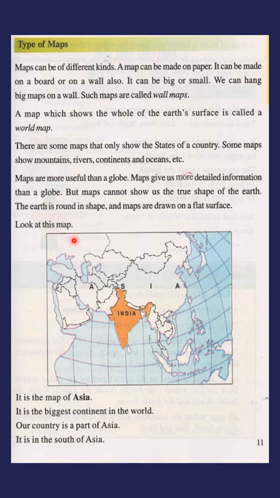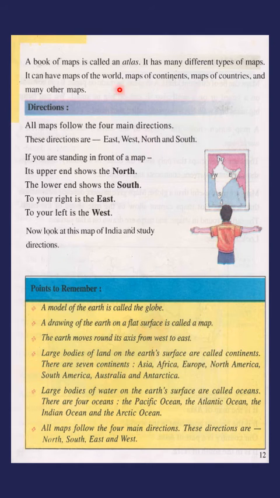Look at this map. It is the map of Asia. It is the biggest continent in the world. Our country is a part of Asia. It is in the south of Asia. A book of maps is called an atlas. It has many different types of maps. It can have maps of the world, maps of continents, maps of countries, and many other maps.